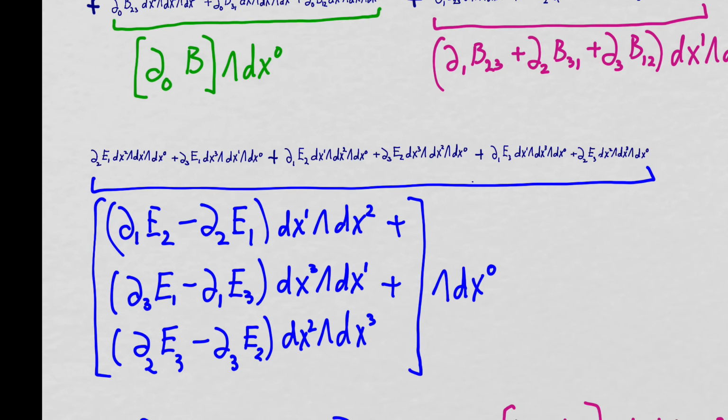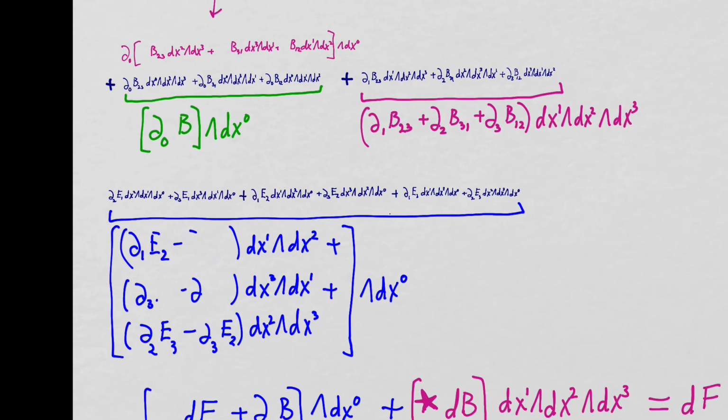And you can kind of see where this is going, right? Here's something that looks like a curl. This looks like the time derivative of a magnetic field 2 form, and this looks like a divergence, right? And so ultimately that's correct. That's the way this is going to work, because this and this both share dx0, but this does not have any dx0 in it at all.